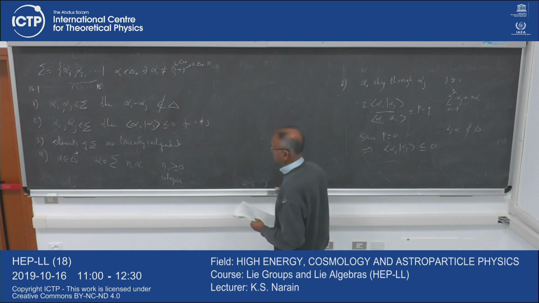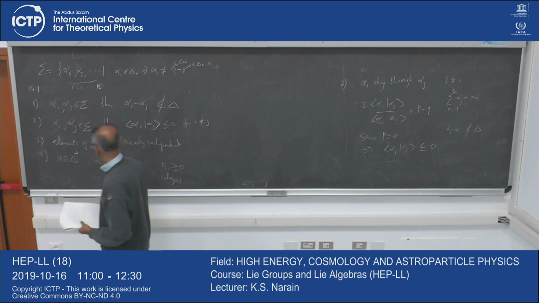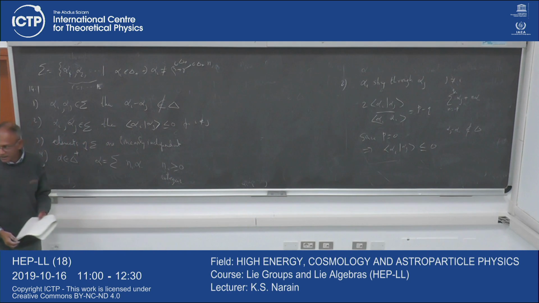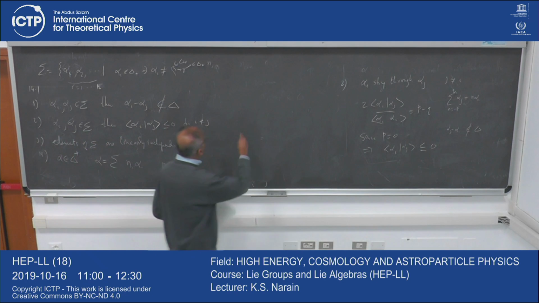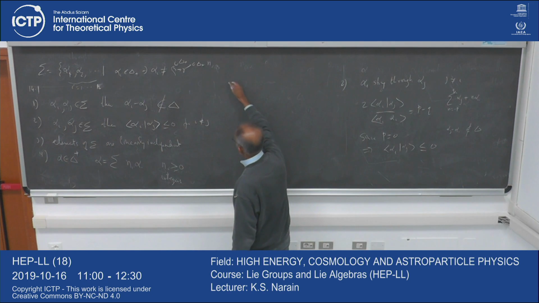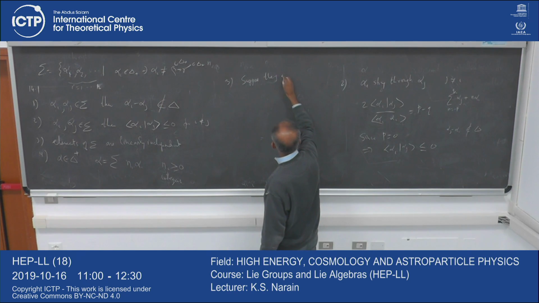So let's assume the contrary again. That actually they are not linearly independent. Then we'll come to some contradiction. That's the idea. So let's suppose, third point, suppose they are not linearly independent.